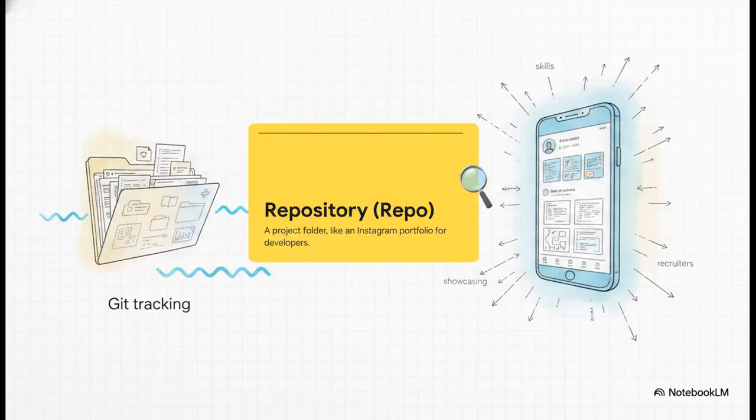And that brings us to repositories, or repos for short. A repo is simply the project folder that Git is currently tracking. But when you upload that repo to GitHub, it becomes something much more powerful. Think of GitHub almost like an Instagram portfolio, but for developers. Just like a model uses an Instagram portfolio to show off their absolute best photos to casting directors, developers upload their code repos to GitHub to showcase their skills to recruiters, HR departments, and really the entire world.